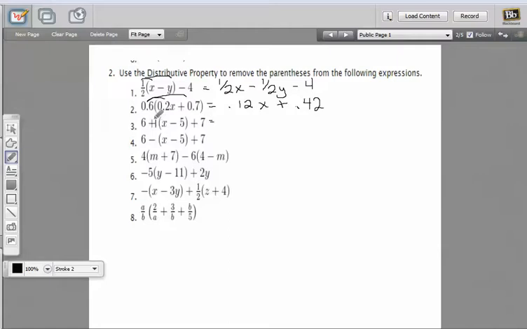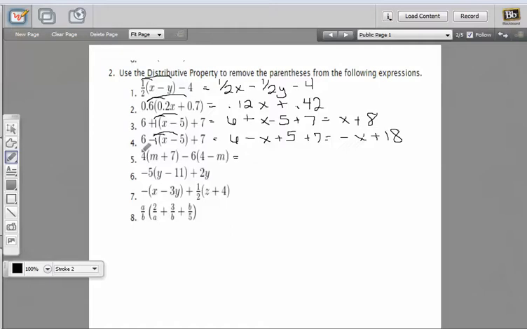Notice that I am distributing a positive 1 through my parentheses in number 3, so it's 6 plus x minus 5 plus 7. If you wanted to go ahead and combine like terms, 6 minus 5 is 1, and 1 plus 7 is 8. Now, notice 3 and 4 are very similar, only instead of distributing a positive 1 through the parentheses, now we're distributing a negative 1. So it becomes a negative x plus 5 after I distribute. So I'm left with the negative x. 6 plus 5 is 11, and 11 plus 7 is 18.